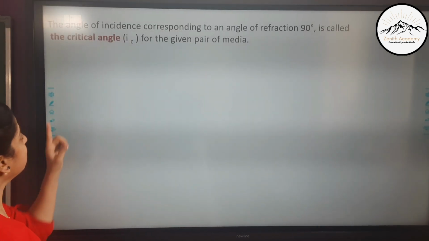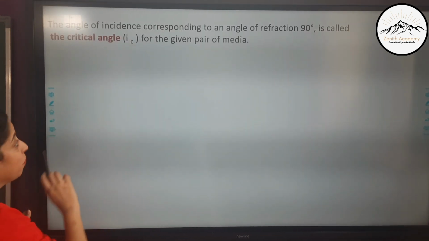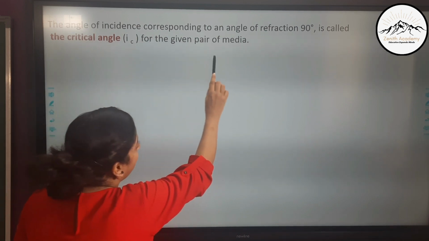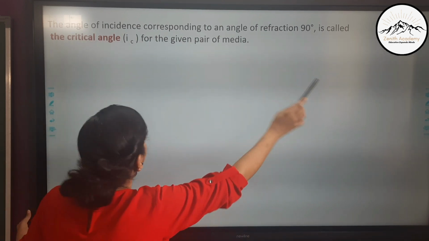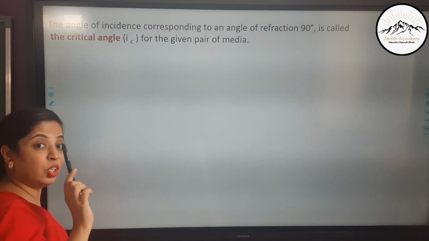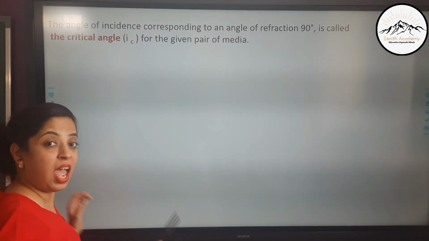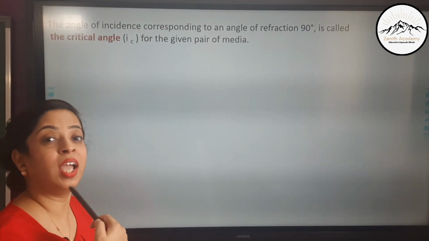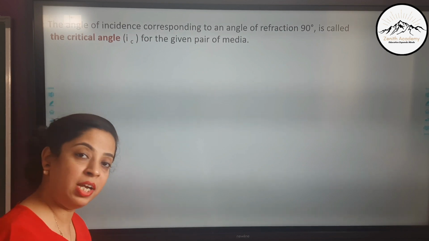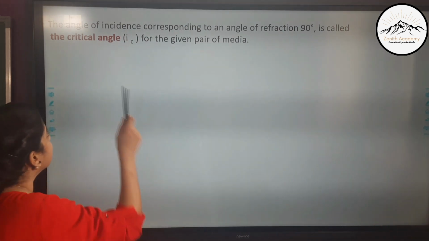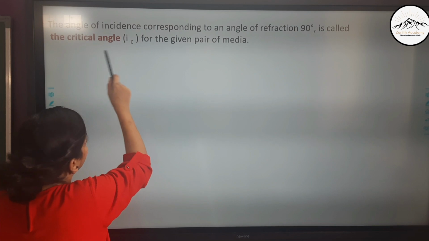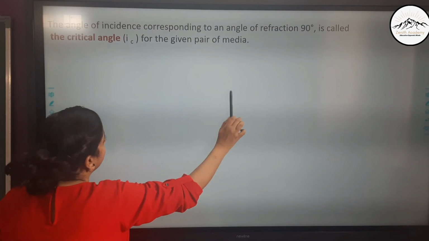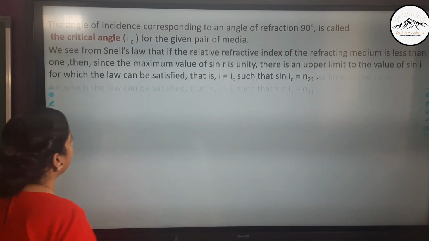Now let us revise what is critical angle. The angle of incidence corresponding to angle of refraction 90 degree is called the critical angle. So that angle of incidence at which the corresponding angle of refraction is pi by 2 or 90 degree is called the critical angle, for the given pair of media.